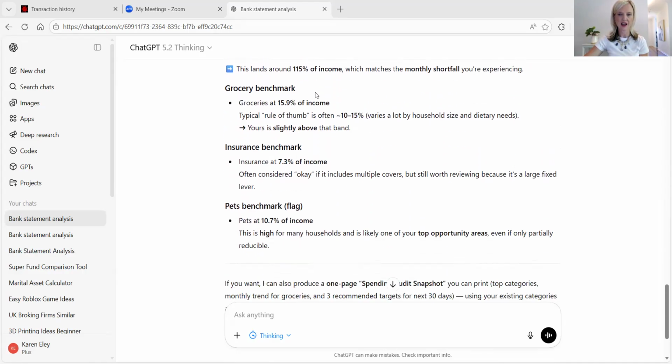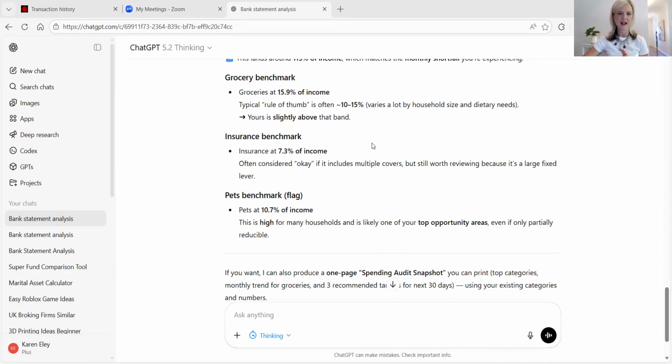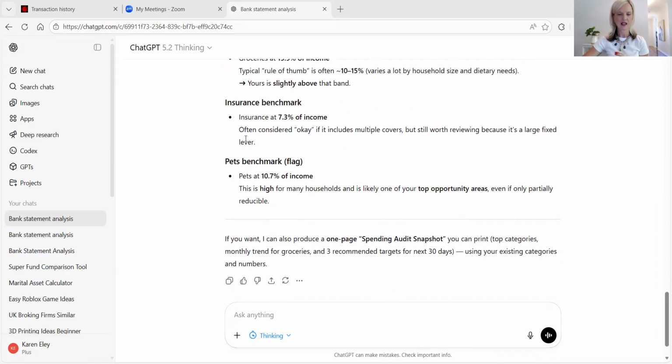Benchmarking. So you can see here, the benchmarking is a rough rule of thumb for groceries is 10 to 15%. So I'm definitely at that higher end. One of my values is health and vitality, so I do spend a little bit more on healthy food. So I'm fine with that. Insurance, that's looking like it's okay. Pets, obviously, that's an issue. I need to go through that again.